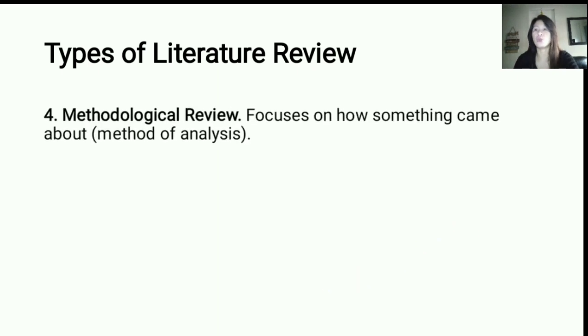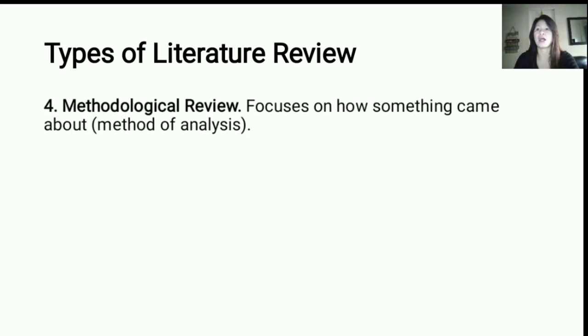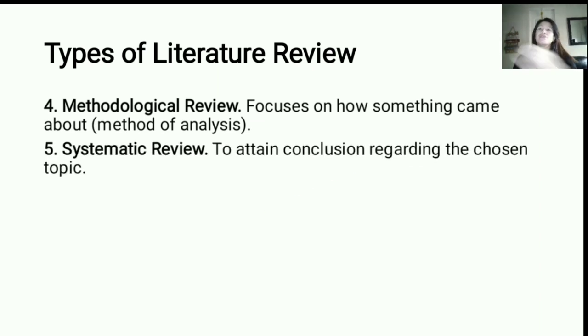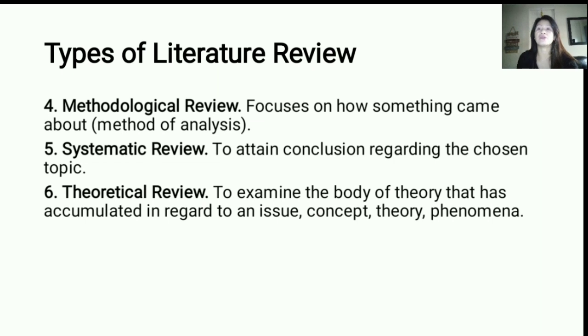Number 4, we have methodological review. This focuses on how something came about, a method of analysis. You can tell and analyze occurrence of something. Number 5, systematic review. Systematic review aims to attain conclusion regarding the chosen topic. And lastly, theoretical review. This is done to examine the body of theory that has accumulated in regard to that issue, concept, theory, or phenomena.